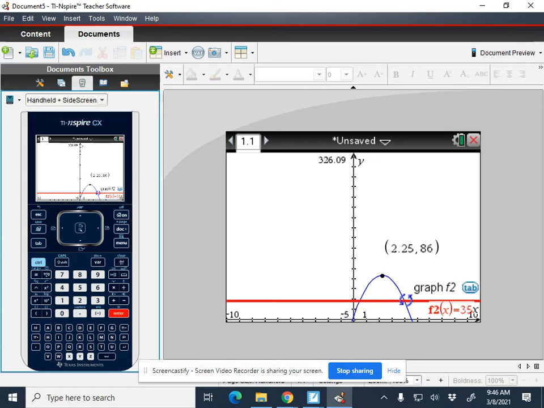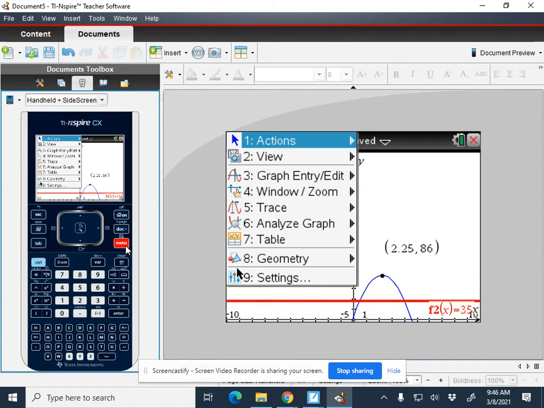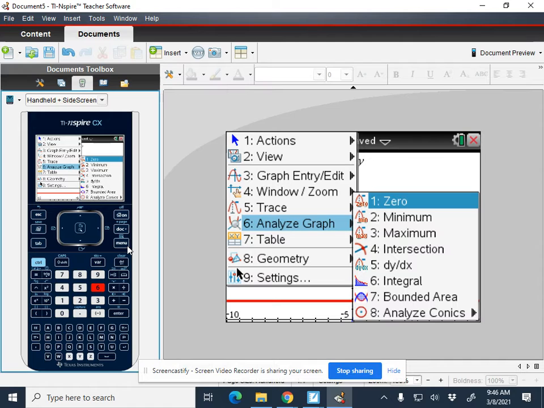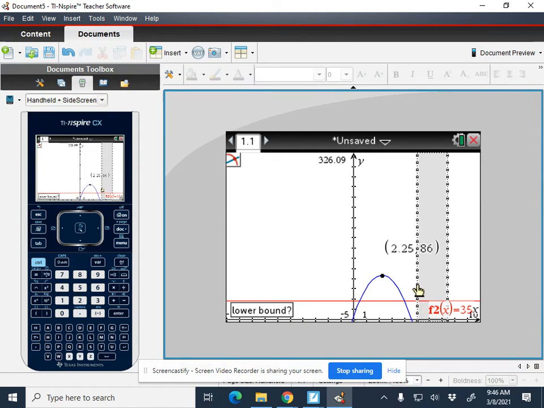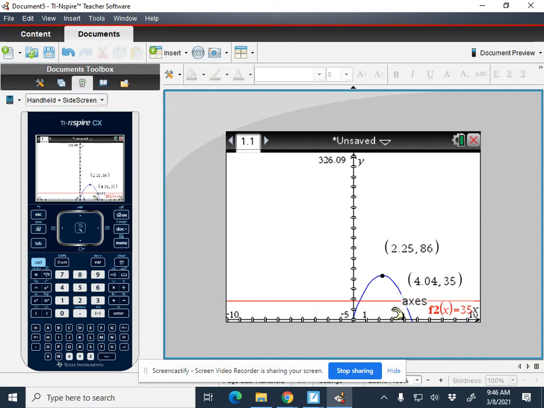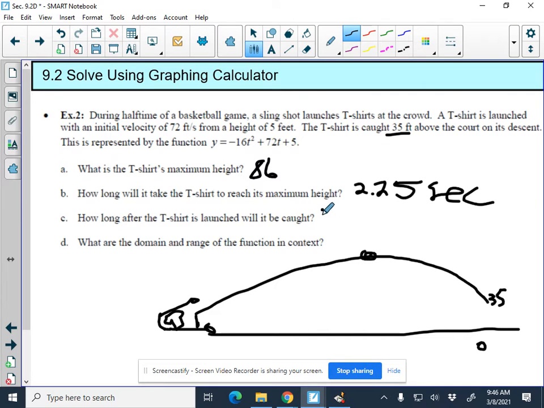Does that make some sense? We have to figure out that intersection. So this is something new. We're going to go menu 6, 4, and we're going to find our intersection. Now we need a lower bound, upper bound. Everybody, this is the dot I'm trying to get. So I'm going to click here and I'm going to drag over. Do you see something show up, an intersection? And it says at 4.04 seconds, how many feet in the air? 35, which is how many feet it's supposed to be caught. So after how many seconds is it caught? 4.04 seconds.